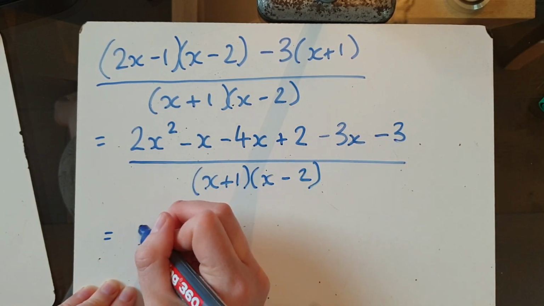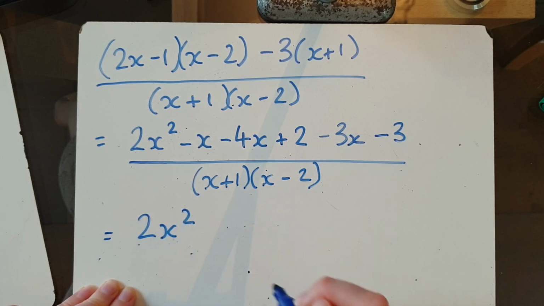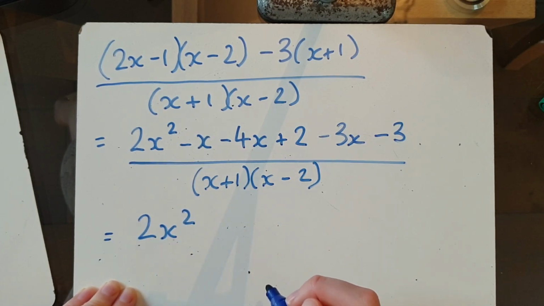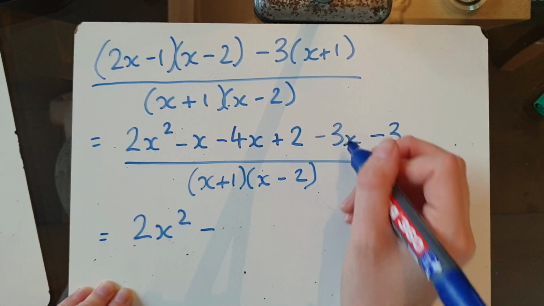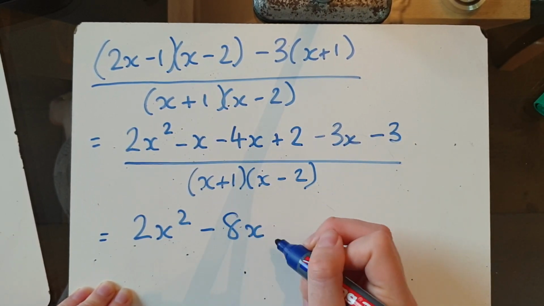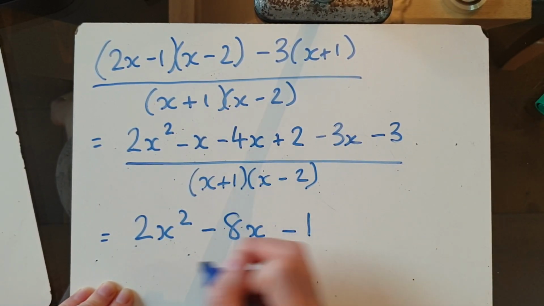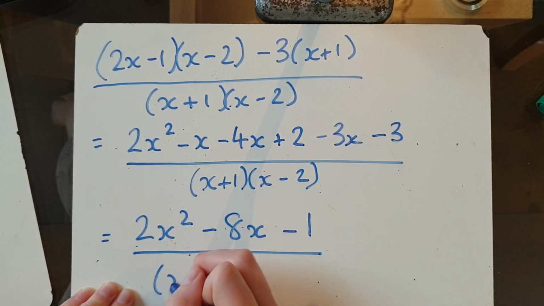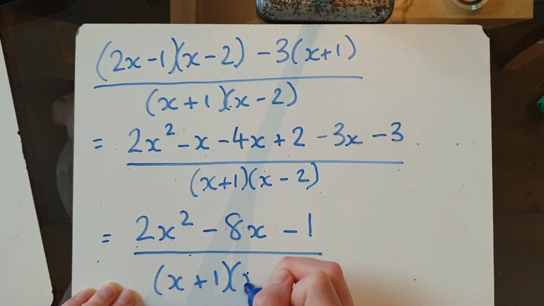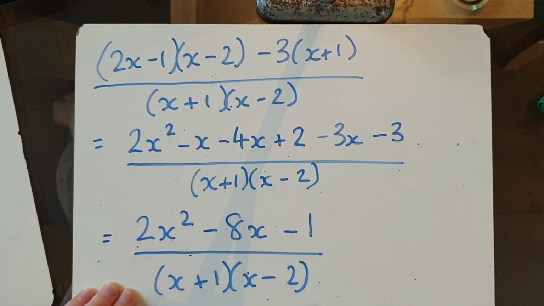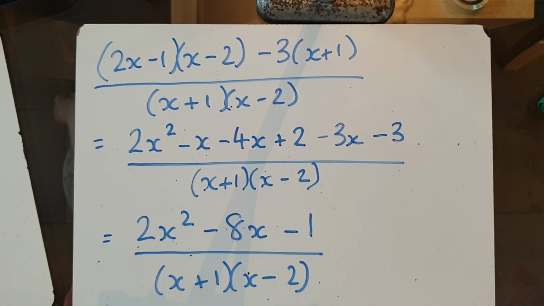So if I collect like terms, I'm going to have 2x squared, I'm going to have minus 8x, and I'm going to have minus 1, all over (x plus 1)(x minus 2). The top doesn't factorise easily, so I'm going to leave it as it is. That is the final answer, and you now are able to do question 3 from exercise 2 as well.